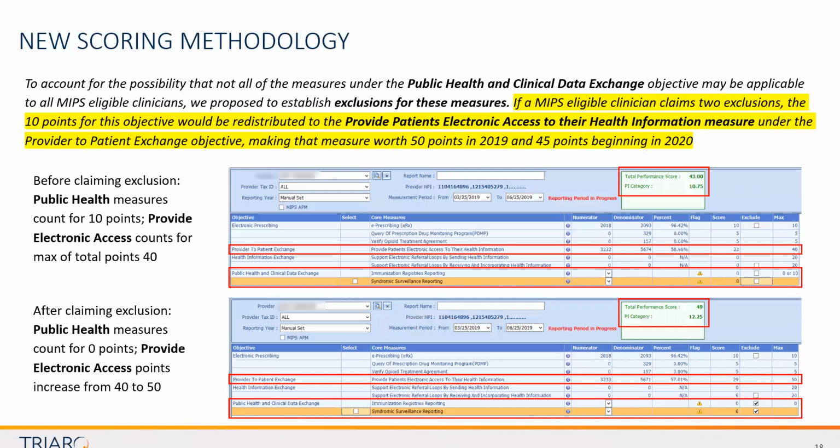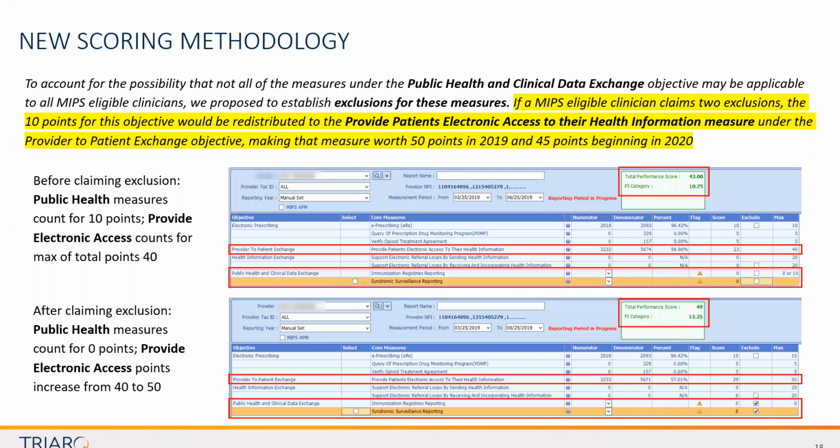Okay, so what you see at the top in italics is excerpted straight out of the final rule. To account for the possibility that not all of the measures under the public health and clinical data exchange objective may be applicable to all MIPS eligible clinicians, we propose to establish exclusions for these measures. If a MIPS EC claims 2 exclusions, the 10 points for this objective would be redistributed to the provide patients electronic access to their health information measure. Okay, so what does this all mean?